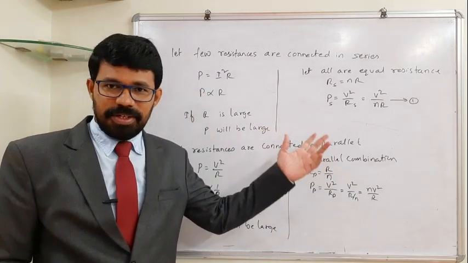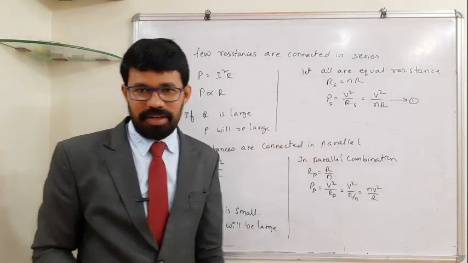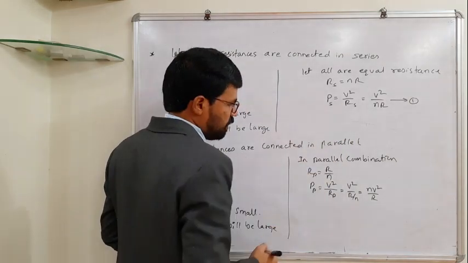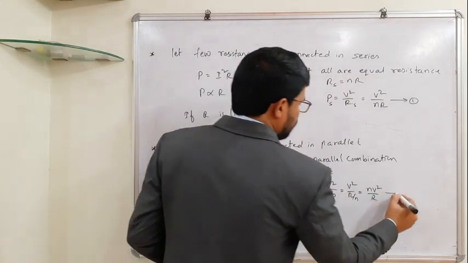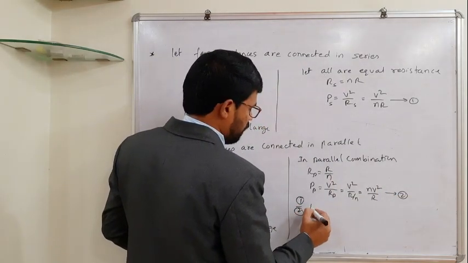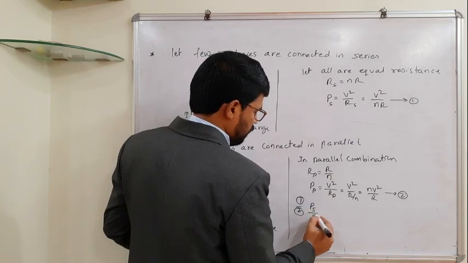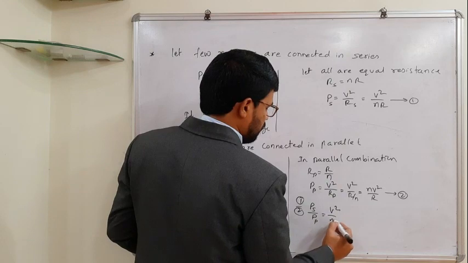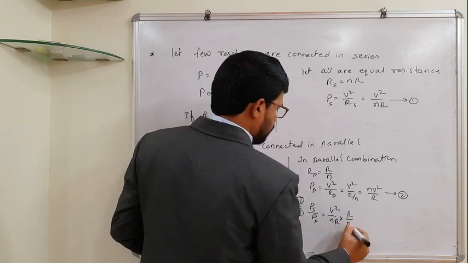What if I consider equal resistances in series and parallel combination? Now I can write a relation between PS and PP, right? So I'll take it as equation number 2. Let us divide 1 by 2. Then what happens? PS by P subscript P is equal to V square by NR into R by NV square.